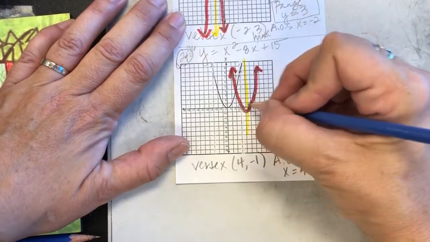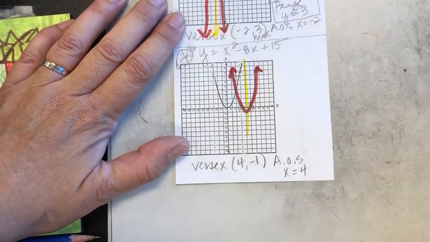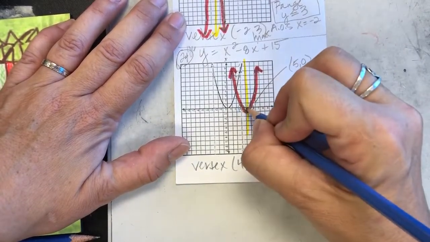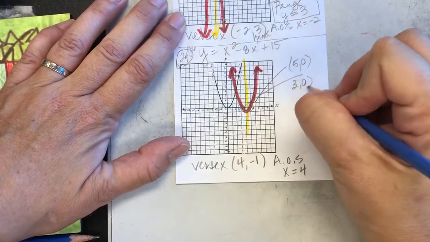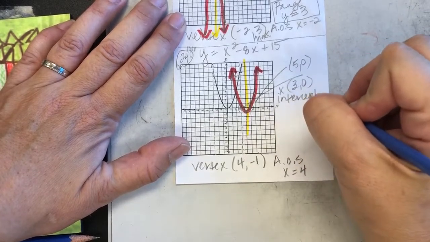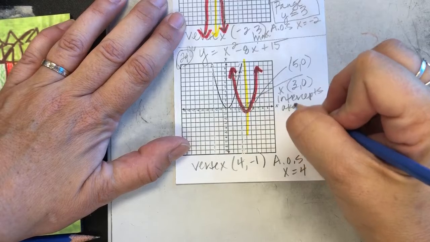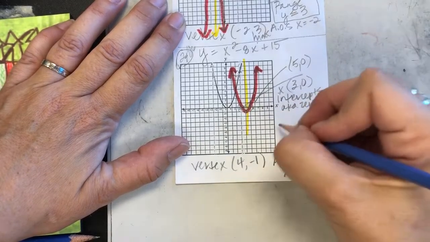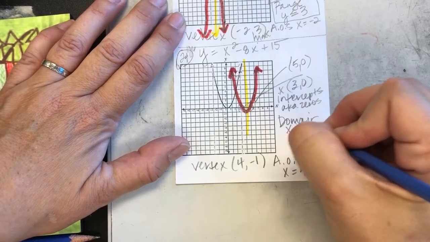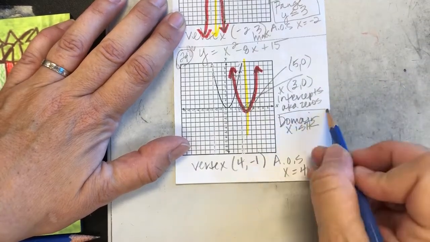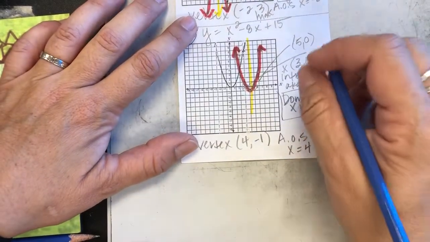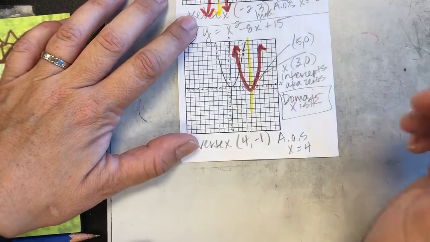My zeros are sitting at, looks like 3 and 5. Yeah. 5, 0, 3, 0. Those are my x-intercepts, aka zeros. No reason to believe that I can't put any x value in for the domain. It's only when we have a problem that's in context with these quadratic relationships that we would change our domain, like the time or something.